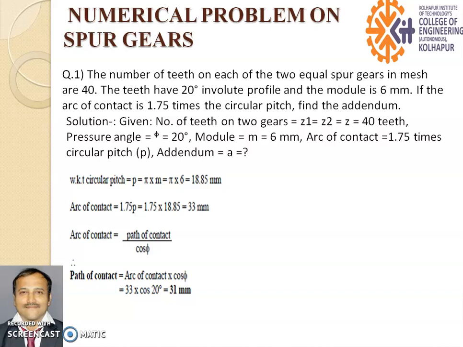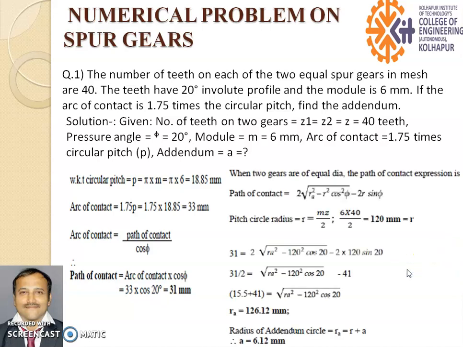Then arc of contact is equal to path of contact divided by cos phi. So path of contact we can calculate with the relationship arc of contact multiplied by cos phi. Phi angle is 20 degree, pressure angle. So 33 into cos 20 degree, the answer of path of contact is 31 mm. Then we move ahead and calculate the next thing.